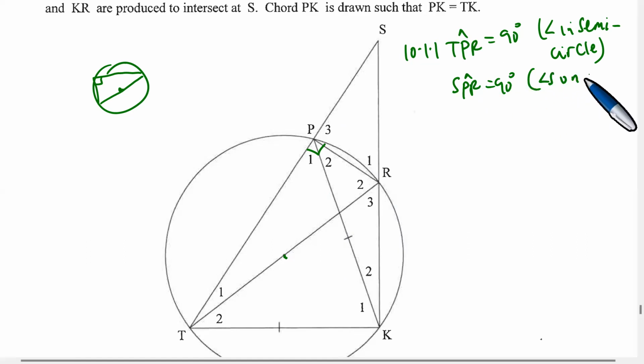The angles on a straight line: you can see that SPR is also 90 degrees, because if you add 90 plus 90, you must get 180 on the straight line. The conclusion, therefore, is that SR is a diameter.